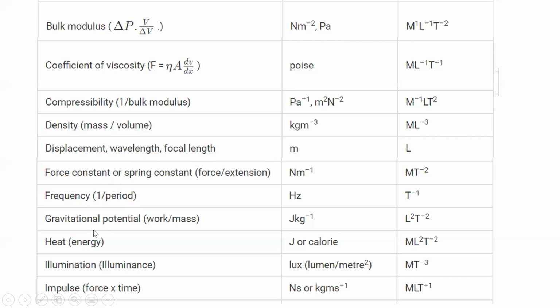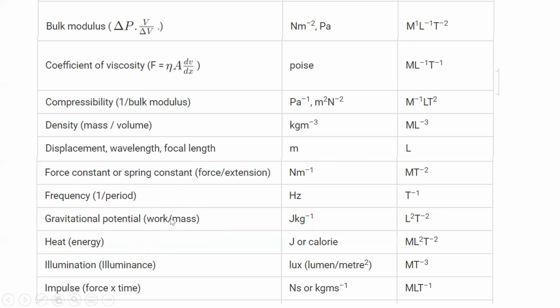Then gravitational potential is work by mass. What is work? Force into distance, right? So we have force m L T raised to minus 2 into L. So work will be m L square T raised to minus 2.